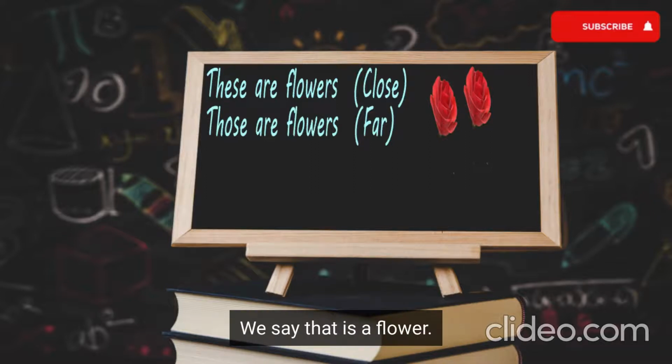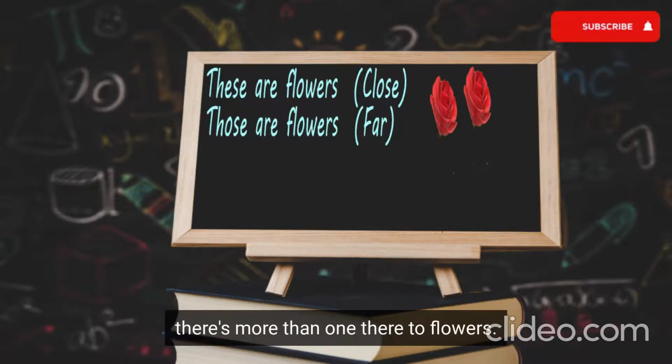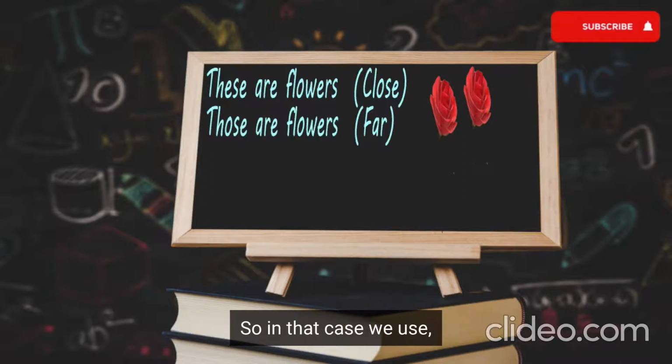Okay, now there's one that's far away. We say that is a flower. But again, there's more than one. There are two flowers. So in that case, we use those are flowers. Those are flowers. They're far away. So those are flowers. Okay, let's move on to the next part.